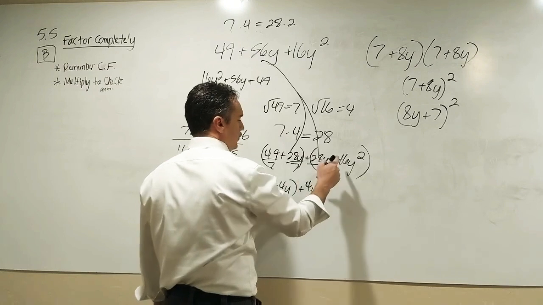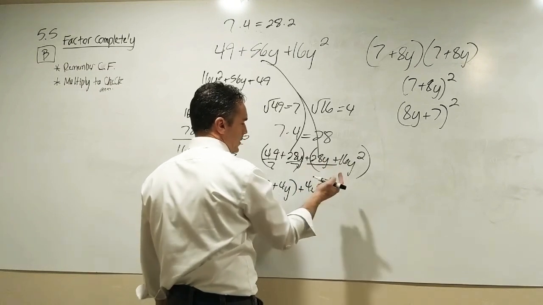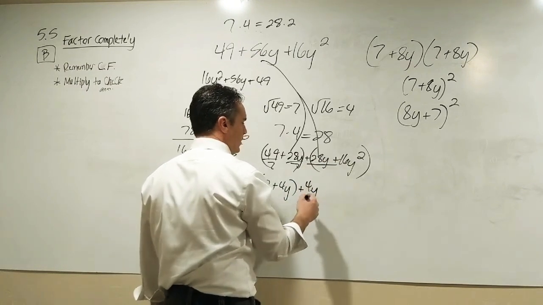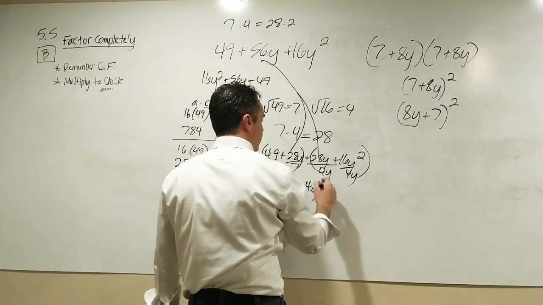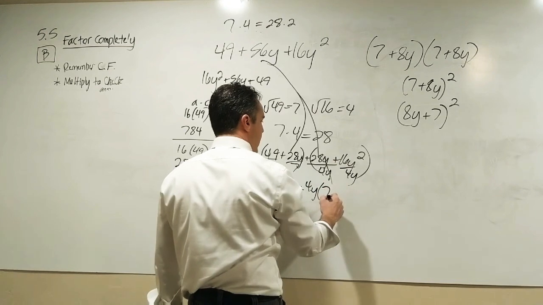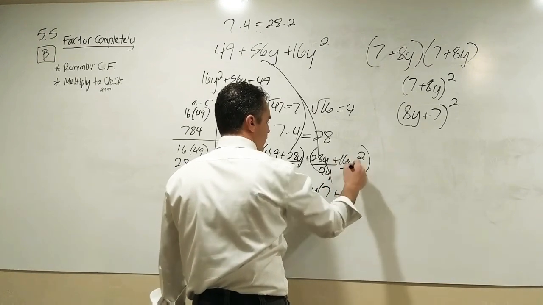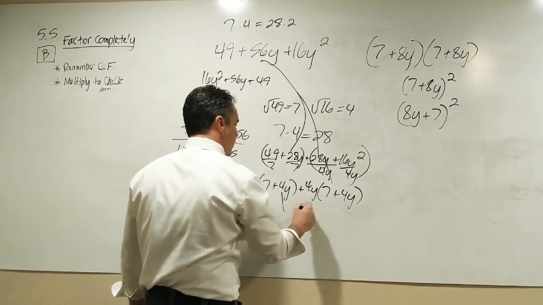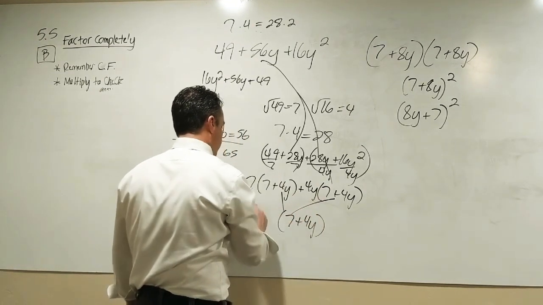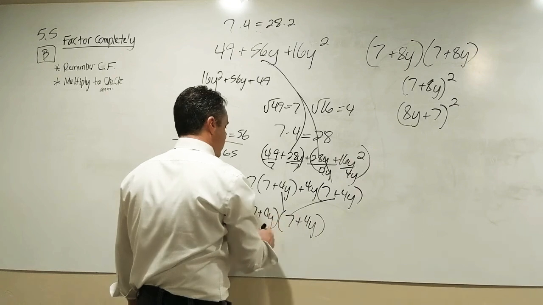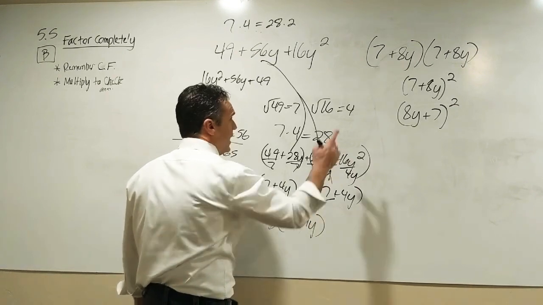4 goes into 28, 16. 8 does not go into 28, it does go into 16. So we're going to put this over 4y, we're going to put this over 4y, and we're going to get 28 divided by 4, y's cancel out. 16 divided by 4 is 4, y squared over y is y. Look at that. Our common parentheses is 7 plus 4y. What's left over is 7 plus 4y. And so this and that are the same.